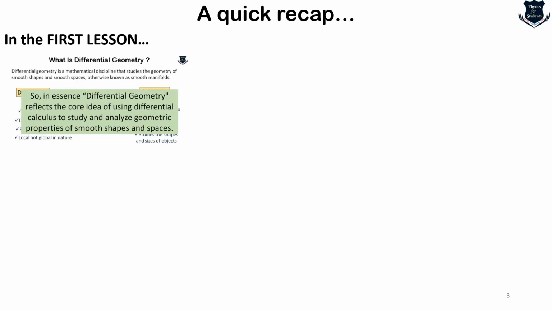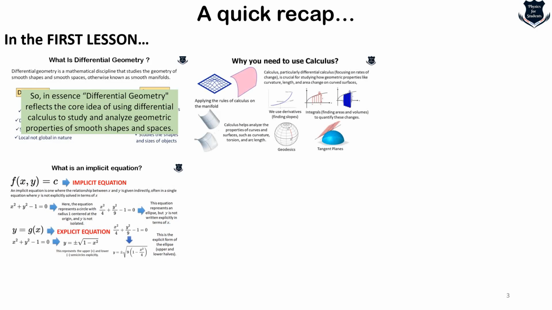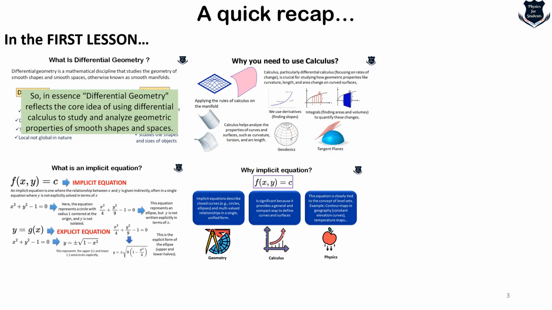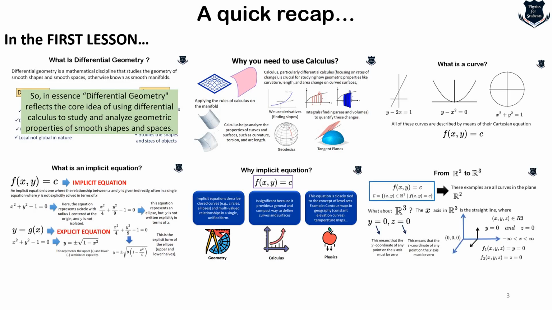In the first lesson, we learned a little bit about what is differential geometry, what the idea is and how it interacts with different smooth shapes and spaces. We also looked at what is an implicit equation, what is an explicit equation. Obviously, differential and geometry, these are the two words which use both calculus and geometry. We understood what is an implicit equation, how they look like, what is the importance, what is the definition of a curve, and from R2, if we move into the three-dimensional space, how they look like.